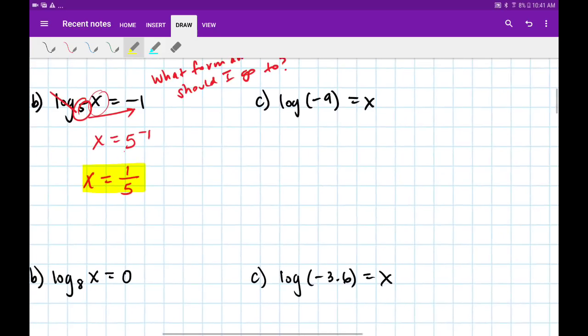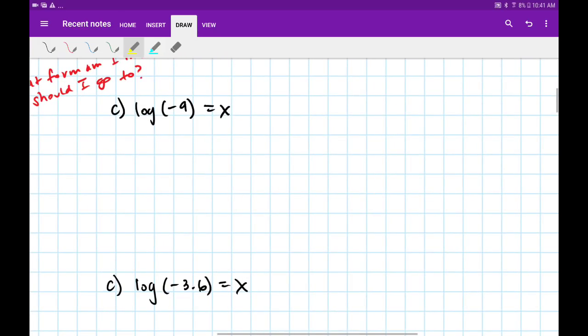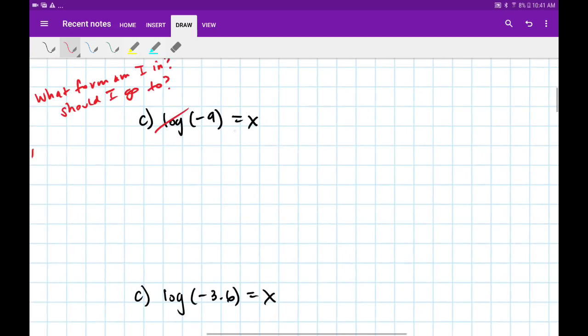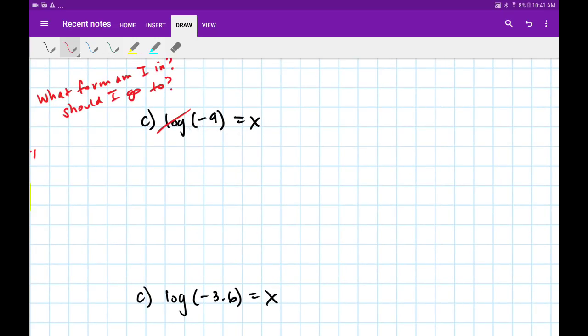Okay, let's move on to C. I'll show you all the you-try answers in just a second. C says log of -9 equals x. So we want to solve. What form am I in? I'm in log form. That means we should go into exponential. So let's cross out the log. Notice we're missing a number here. There's an invisible base, so we need to write in the 10. We're going to bring down the -9 and set it equal to 10 to the x.